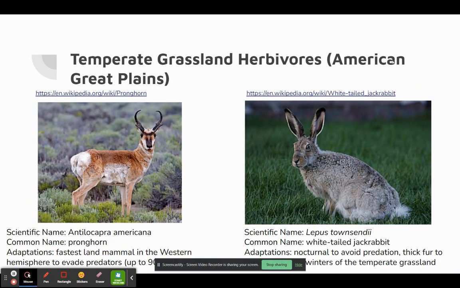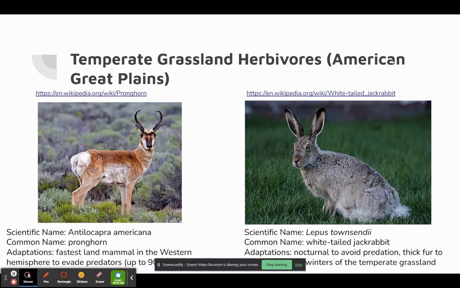So now some herbivores. So on the left, the pronghorn, often called the pronghorn antelope, it's the fastest land mammal in the Western Hemisphere, and it can run up to 90 kilometers per hour. This is obviously to evade predators, so it's adapted to the many predators of the temperate grassland, which I'll show on the next slide. And it also has this thick fur for winter.